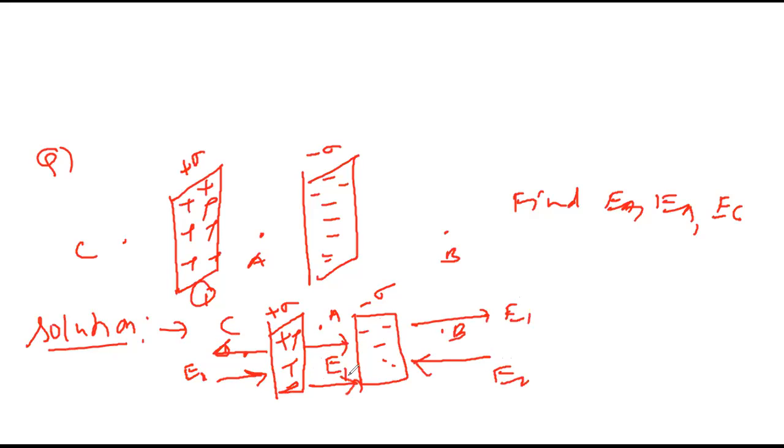Here inward, inward. So what you see at point C, they are equal and opposite, no? This is E1, this is E2. So can I say at C, the resultant intensity will be 0?